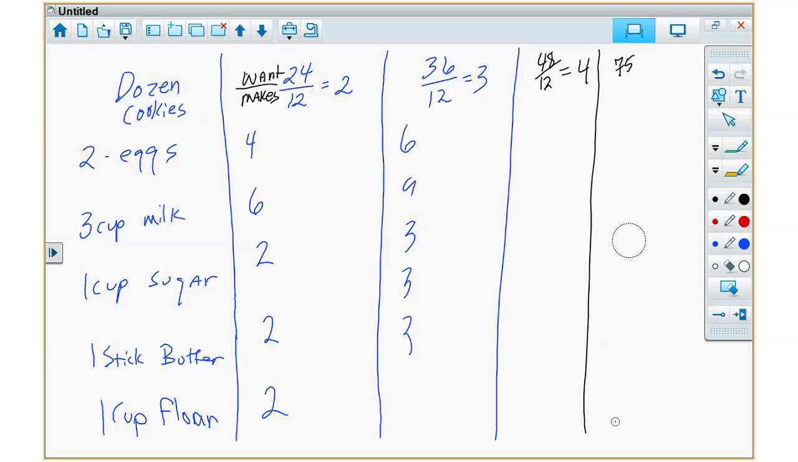Then you just don't do it. You multiply whatever the closest thing you know. You take 75 and you divide it by 12. Somebody take the calculator and divide by 12. What do you get? 6.25. So I multiply all my ingredients by what? 6.2 or 6.3.